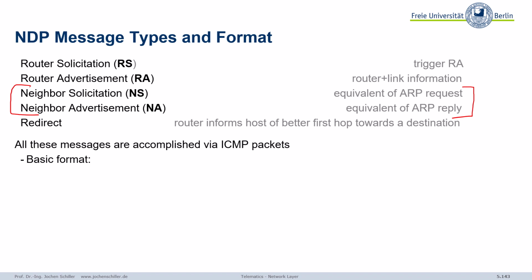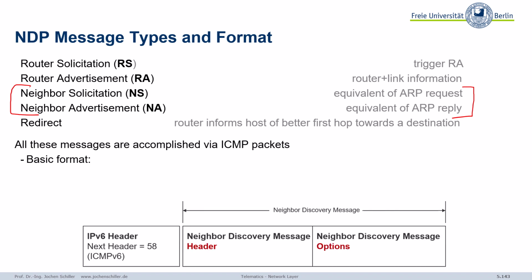And all these messages for this neighbor discovery protocol, all these messages are accomplished via ICMP packets. I will come back to ICMP, that's the Internet Control Message Protocol, but now for version 6. So basically a protocol that is in version 4 only used for control messages, error messages, but now also used for many advertisement, solicitation, etc. functions.